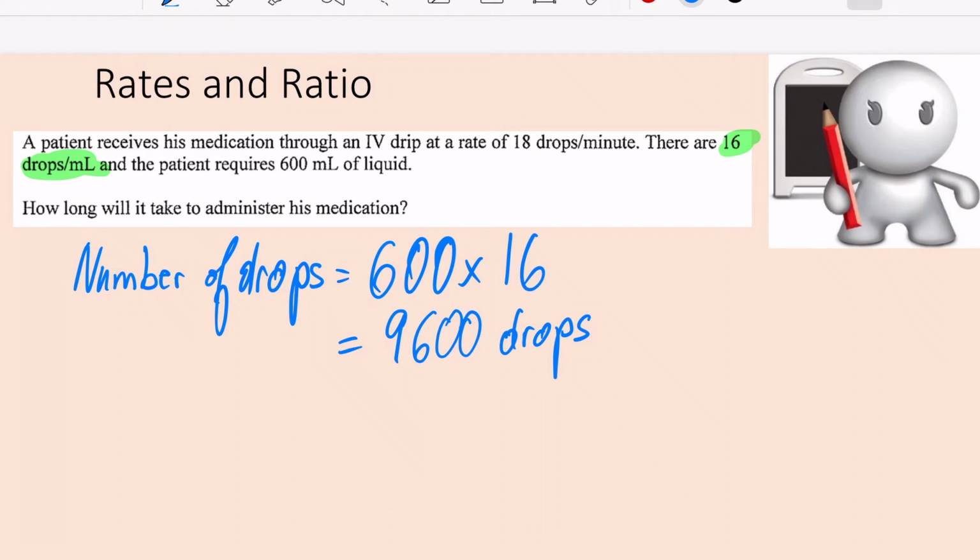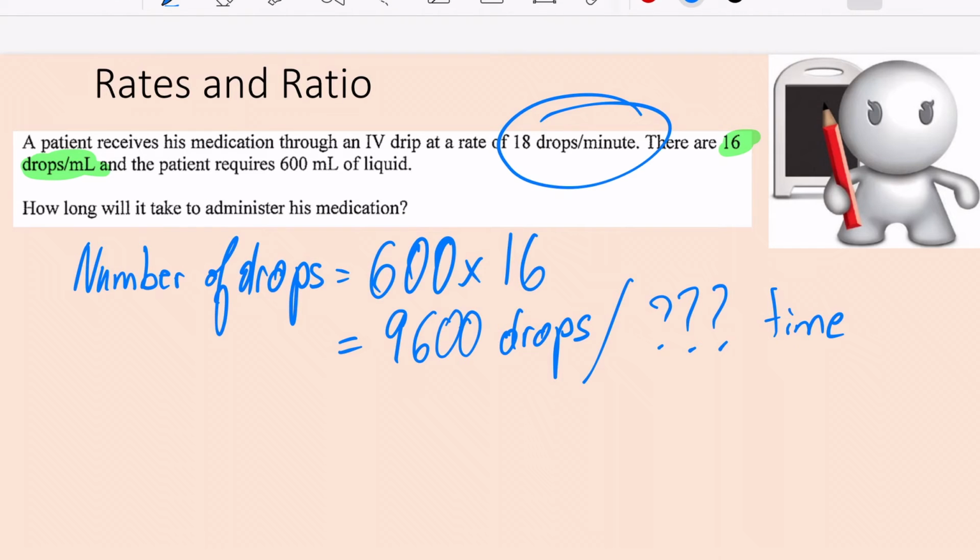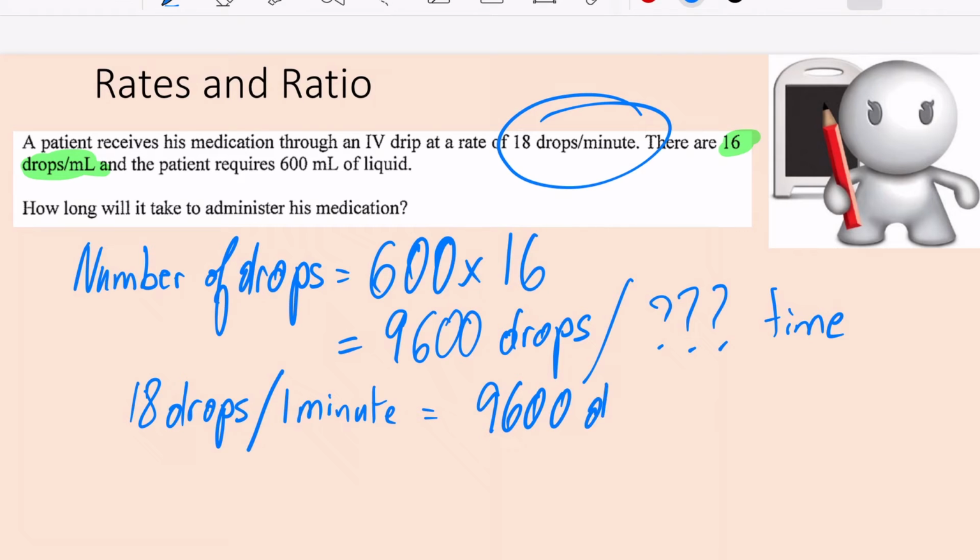Now, how do I link? It's asking us how long it will take, so the time. Do I have a rate that mentions drops and time? Here it is: 18 drops per minute. So 18 drops in 1 minute, and we have 9,600 drops, and we want to know how long it's going to take.